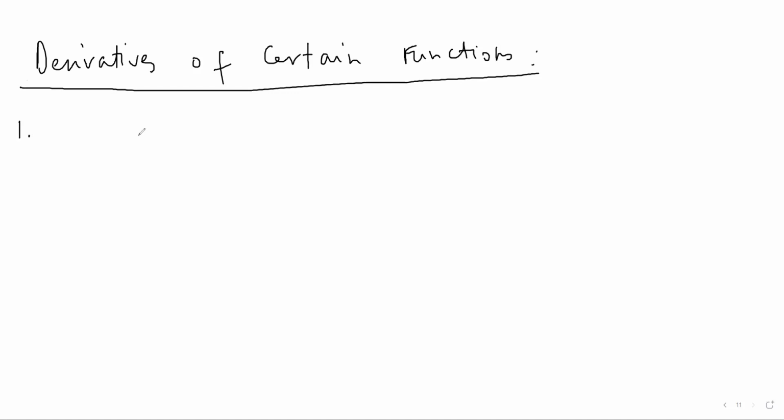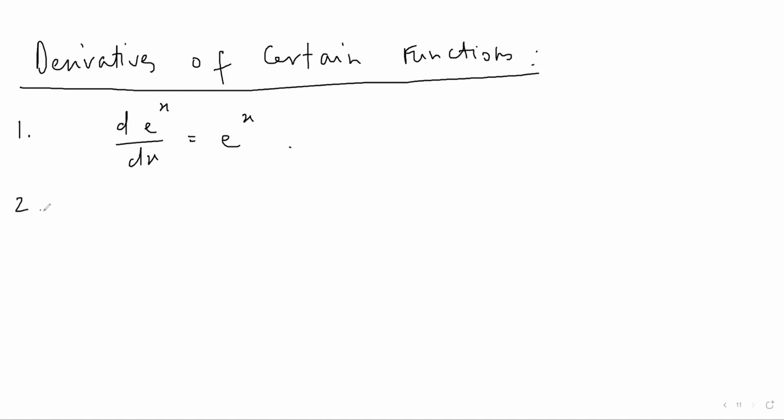So number one, what is the derivative of e to the power x? The derivative of e^x is equal to e^x. I think this is the only function in mathematics that behaves like this, where its derivative is the same as the function.